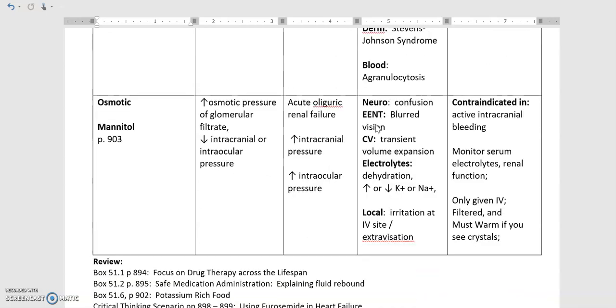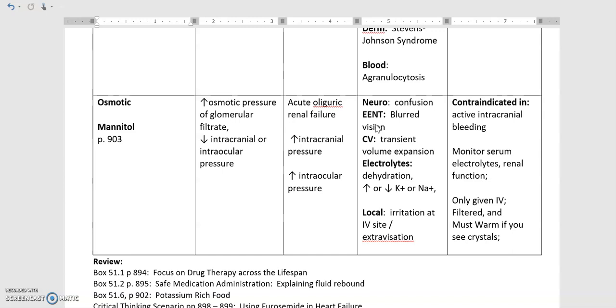And finally, the osmotic diuretic is mannitol. Osmotics pull water into the renal tubule without sodium loss. Mannitol is a sugar that is not well absorbed by the kidney, so it pulls fluid into the urine. It is the diuretic of choice for increased intracranial pressure and acute renal failure that is due to shock.